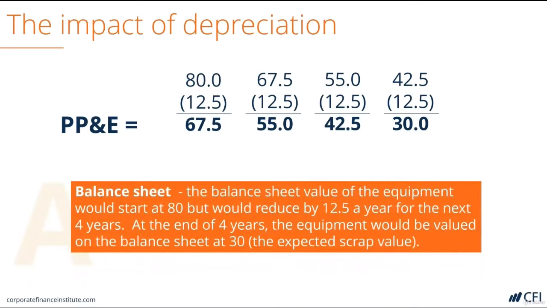So, in summary, the day the asset is purchased, it goes on the balance sheet at the purchase price of 80. It's then reduced over the period of 4 years by 12.5, which is the depreciation expense each year. Finally, it ends at a salvage value of 30.